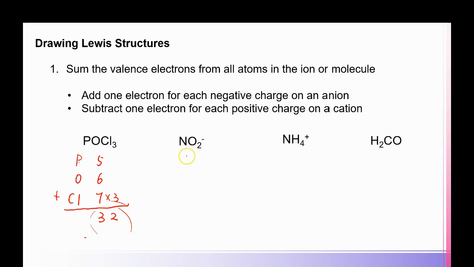And the NO2 minus, again, similar. Nitrogen has 5 valence electrons. Oxygen has 6 for each, and I have 2 of these. And now, don't forget, because this is an ion, you see the little minus sign there, that means a -1 charge. So we have to add 1. So now 12 plus 5 plus 1, again, is 18, an even number. Alright, so you can do the rest of it.